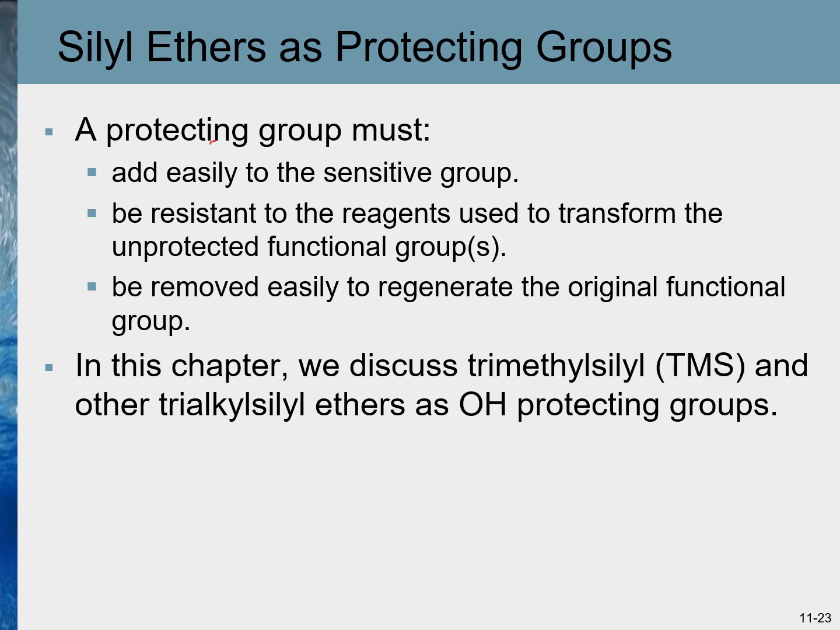A good protecting group must be able to add easily to the sensitive group, and it must be resistant to reagents used to transform the unprotected functional group, and it must be removed easily to regenerate the original functional group. There are many different protecting groups available, but in this chapter we are only going to discuss trimethylsilyl and other trialkyl silyl ethers as protecting groups for the hydroxyl functional group. All of these protecting groups only protect the hydroxyl functional group. There are many other protecting groups which protect different functional groups such as aldehydes and ketones, but we are not going to discuss those for now.